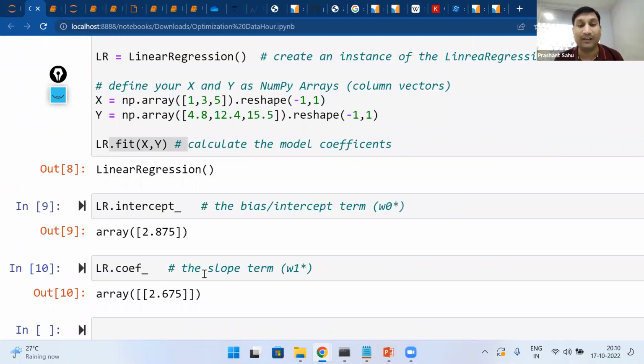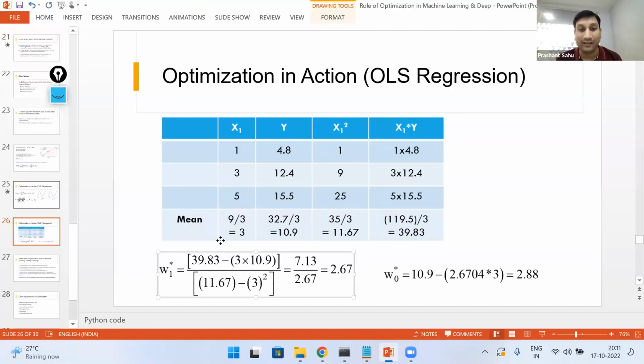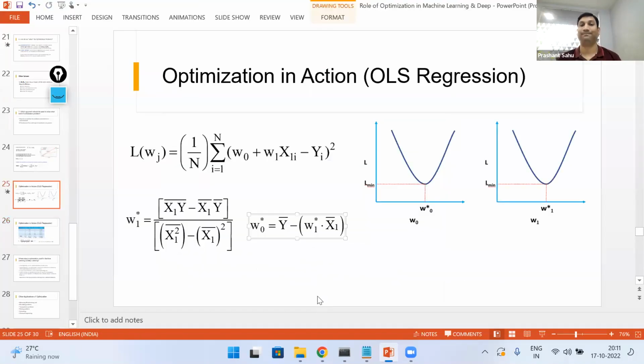So what is the moral of the story here? The moral of the story is that linear regression actually uses ordinary least squares. And what is the expression for the ordinary least squares? My dear, this is the expression. Convinced, everyone?